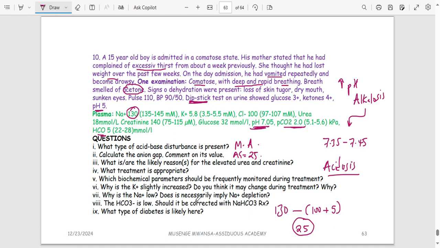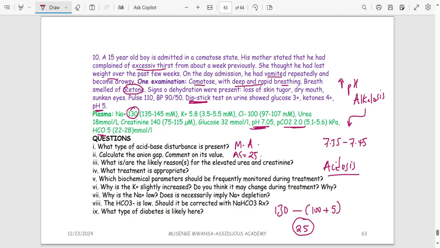Why is sodium low? Does it necessarily imply sodium depletion? For this one, remember, it doesn't really imply sodium depletion. What is happening is, when potassium is going into the blood, sodium is moving from the urine back. These are supposed to be exchanging, right? So why is sodium low? It's also low because it's still supposed to be going into the blood, and not vice versa. It's still supposed to be increasing.